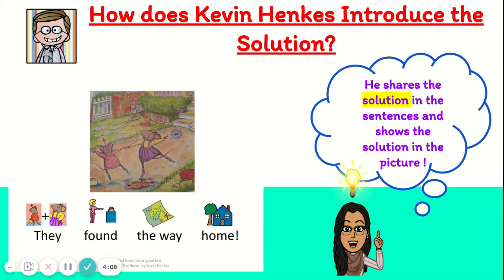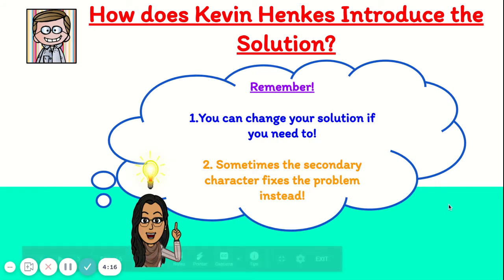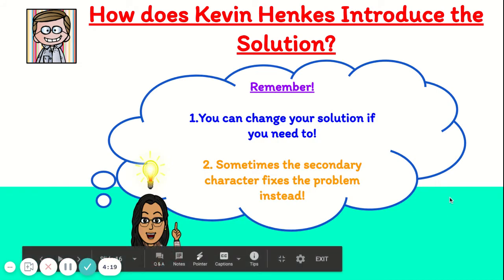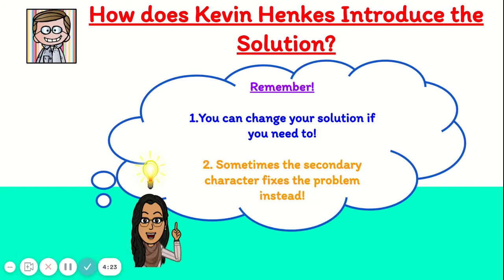Today, you can go ahead and add details to show how the story ended. And in your drawing, make sure to show how the character feels. Remember, you can change your solution if you need to. And sometimes the secondary character fixes the problem instead. And that's okay.